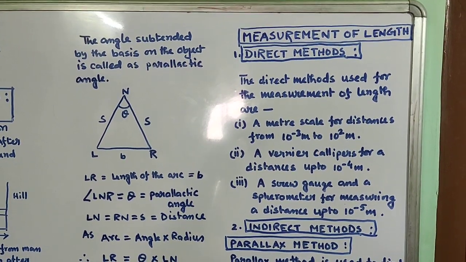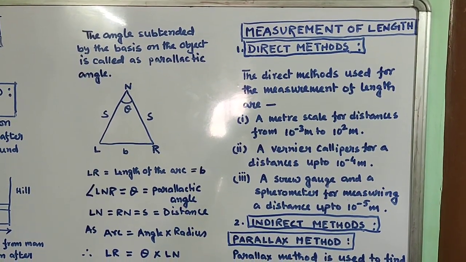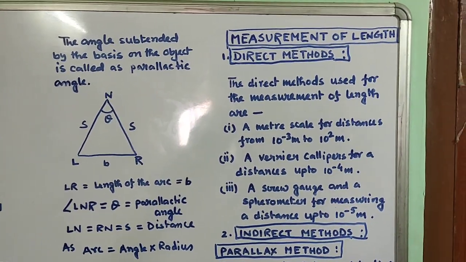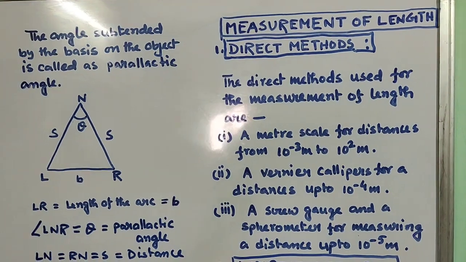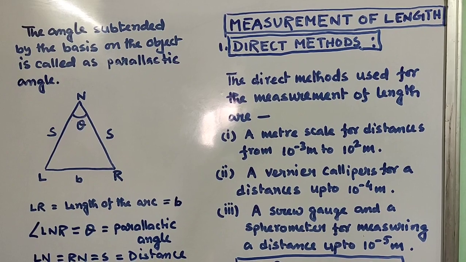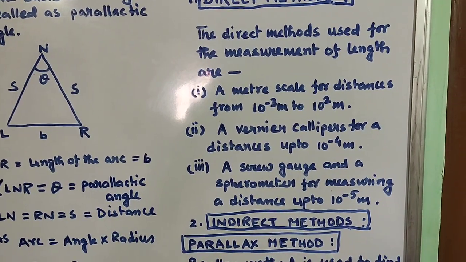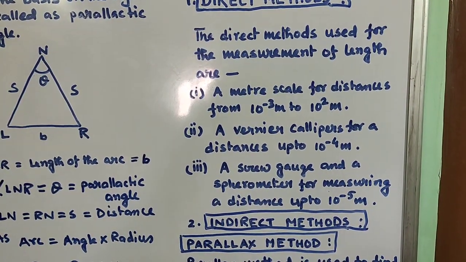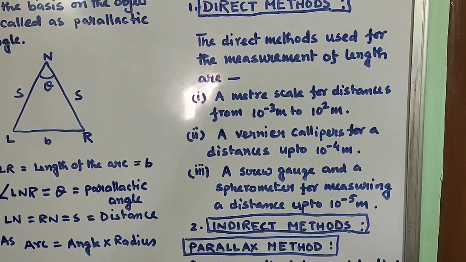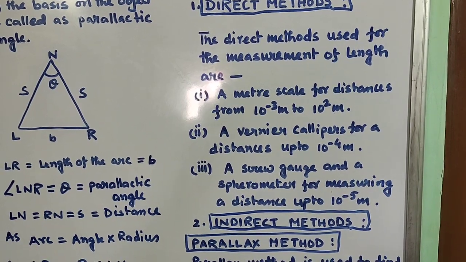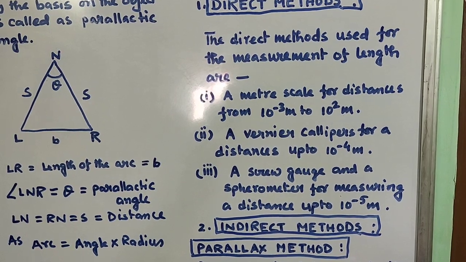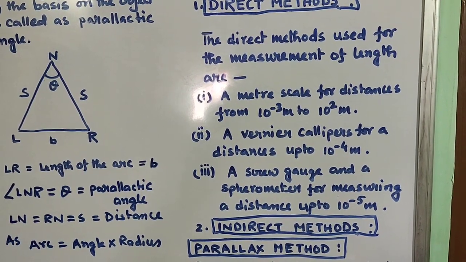So these instruments we are going to use in practical class, but before that let me try to brief it out. Now measurement of length, direct method. Let me read out what we have written. The direct methods used for the measurement of length are a meter scale for distances from 10 to the power minus 3 meter to 10 to the power 2 meter. So you can use a meter scale for any measurement within this range, 10 to the power minus 3 meter to 10 to the power 2 meter.